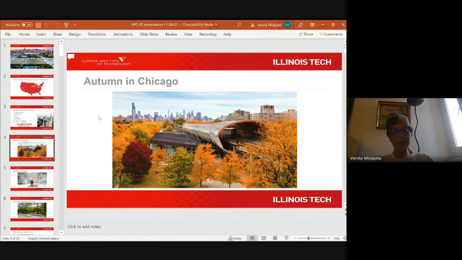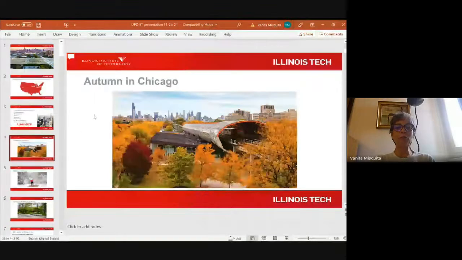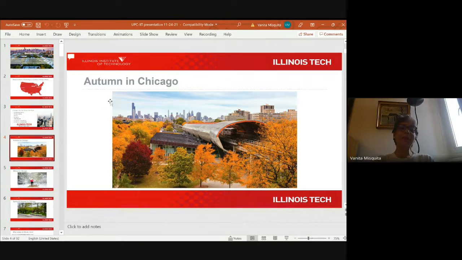In the city of Chicago, we have four seasons, although when you mention Chicago to some people, they think that we always have winter. That's not the case. Currently it's the fall season, although the temperatures are quite low right now. We did have some snowfall.